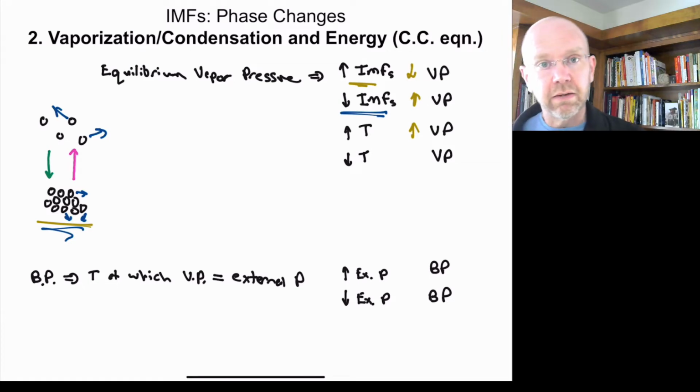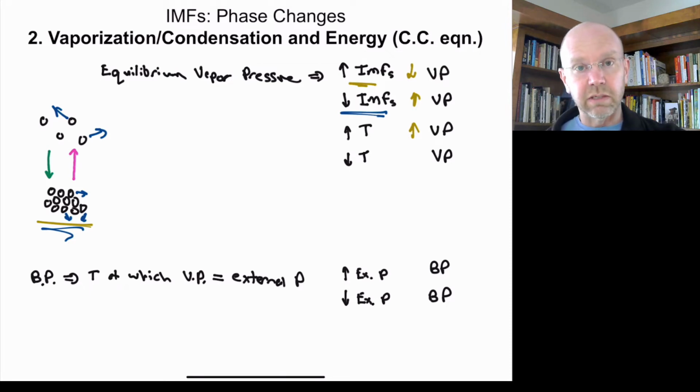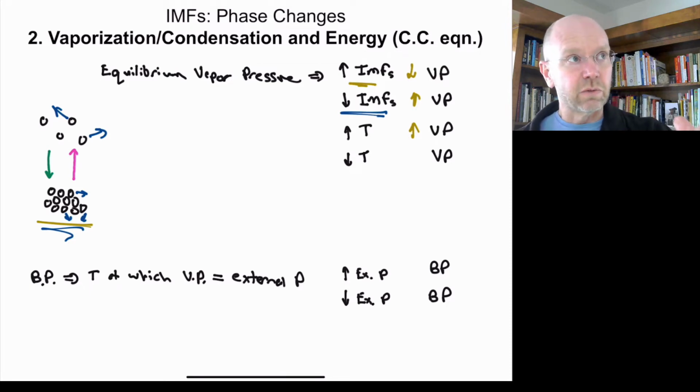Conversely, if you cool it down, you're taking kinetic energy out of the atoms or molecules that are in the vapor phase, and more of them are going to succumb to the strong intermolecular forces, or even the weak intermolecular forces in the liquid.